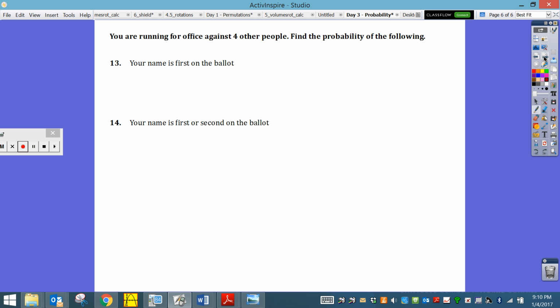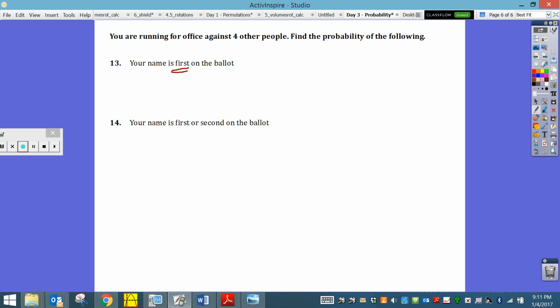Last 2 problems that we have. Okay, so you're running for office against 4 other people. Find the probability of the following. Your name is the first on the ballot. Okay? One thing that's really key here, first. If your name has to come first, that doesn't mean we just randomly chose a big group. It means that order has to matter here.